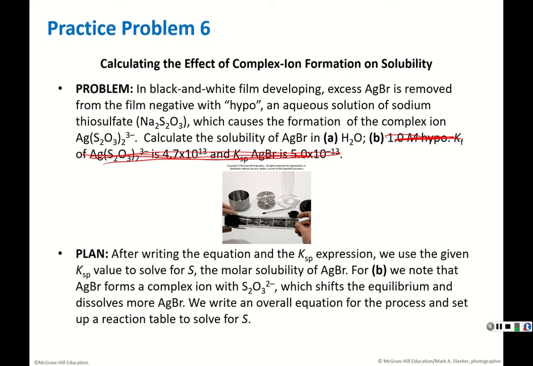Okay, in black and white film developing, excess silver bromide is removed from the film negative with hypo, which is an aqueous solution of sodium thiosulfate, which causes the formation of the complex ion silver thiosulfate. Calculate the solubility of AgBr in water. So we won't really focus on how complex this can get. Let's just calculate that solubility in water.